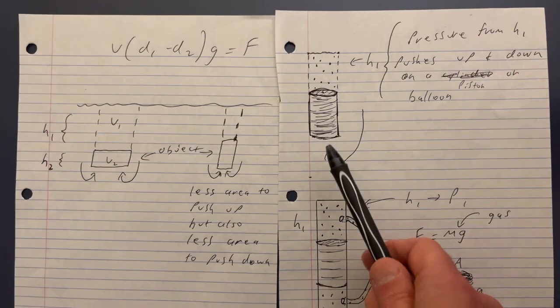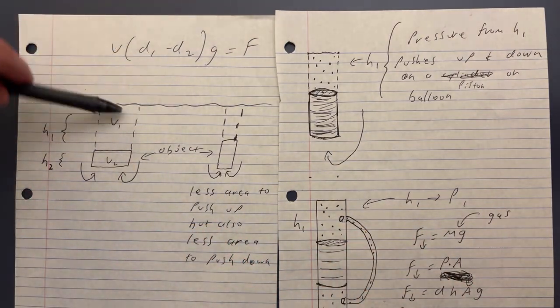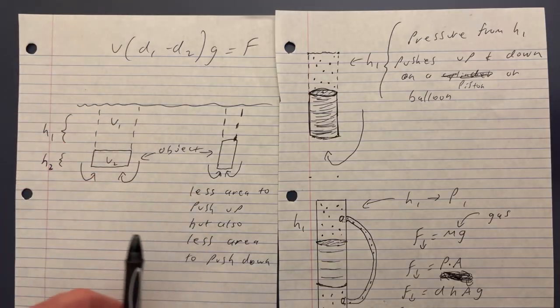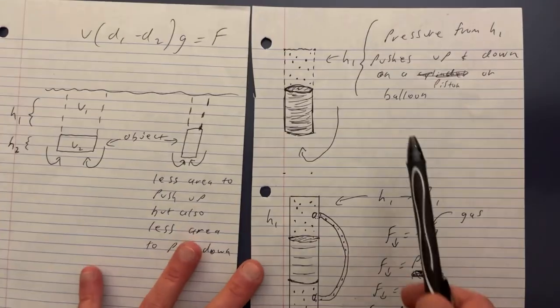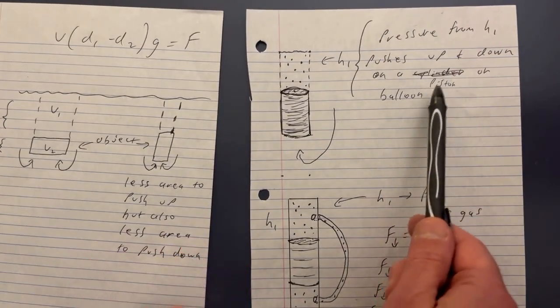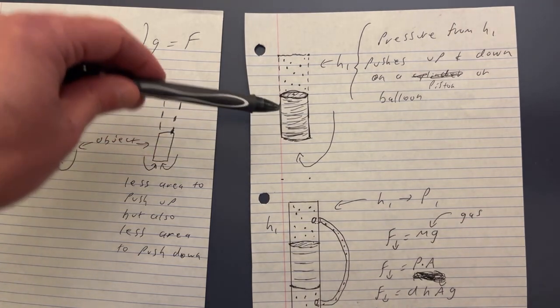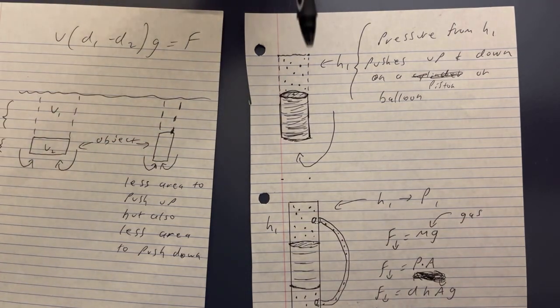On this next page, I'm just going to show that the air pressure pushing down on our object, that same force, will be canceled out by also pushing up on the object. Here's the diagram. I just said the pressure from H1 pushes up and down on this object, whether it's like a balloon or a piston. Imagine you have a piston in a cylinder here.